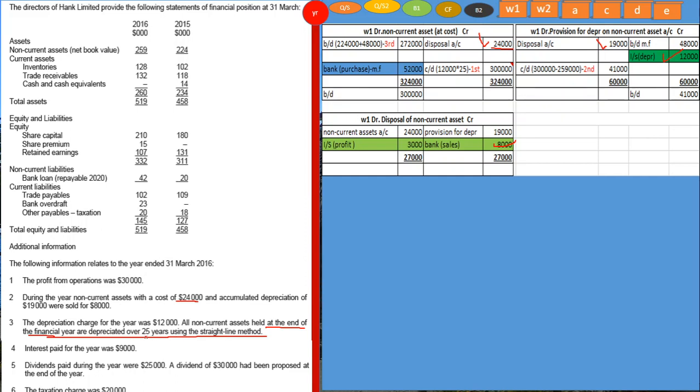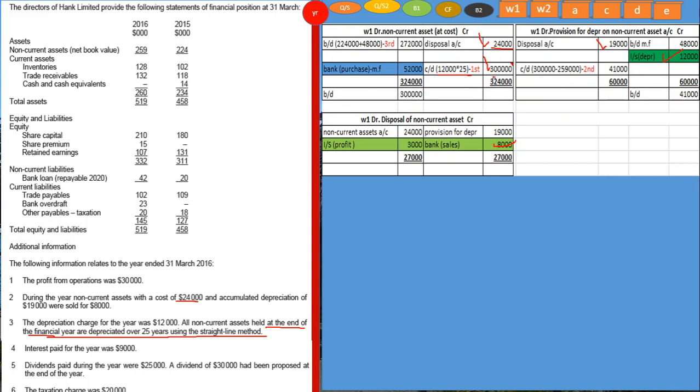So you will have to multiply 25 into 12,000 to arrive at your cost here. This is your closing balance. 25 into 12,000, that's right. When you multiply, you get 3 lakhs. This is the cost of non-current asset at the end, because the question is saying that at the end, whatever asset is held is depreciated over 25 years using the straight line method. Since we were charging 12,000 per annum depreciation, and the straight line method is a fixed amount, if you multiply that, you get your cost here. I hope everyone understood this part, 3 lakhs.